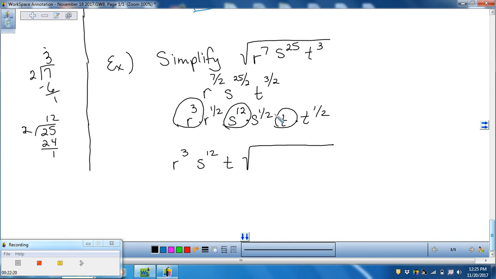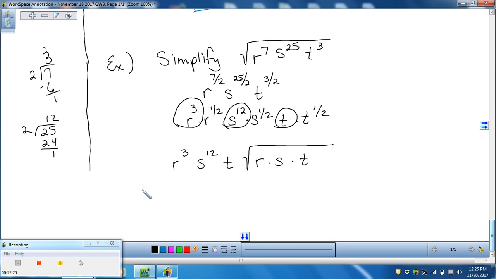Remember, 2 is our denominator, so it's our index. We're taking the square root. So I end up with r to the first underneath times s to the first times t to the first. Now the r and the t, because they are being raised to an odd power, they need to be positive, and I don't know whether they're positive or not. S to the 12th is going to come out positive anyway, because when you raise a number to the 12th power, it will always come out positive. So the r and the t need to be positive.